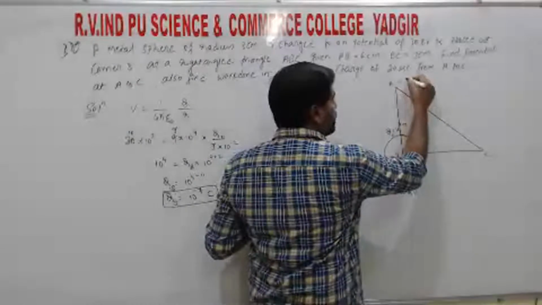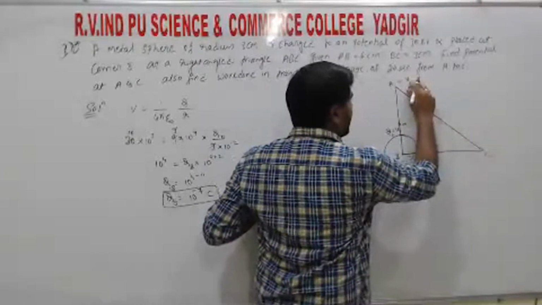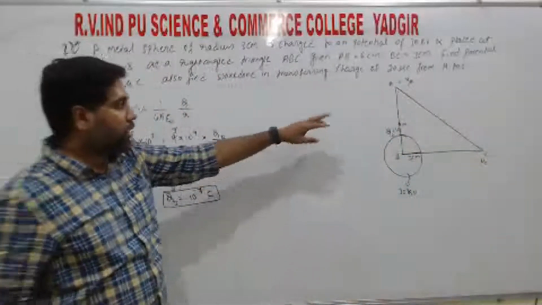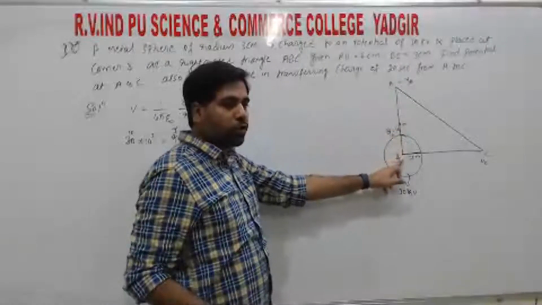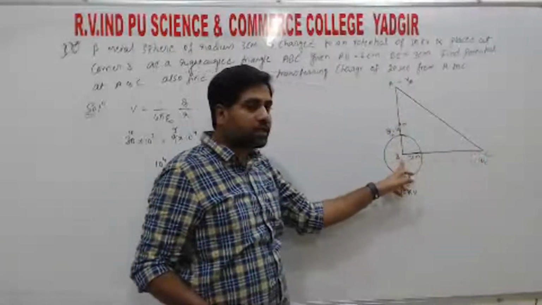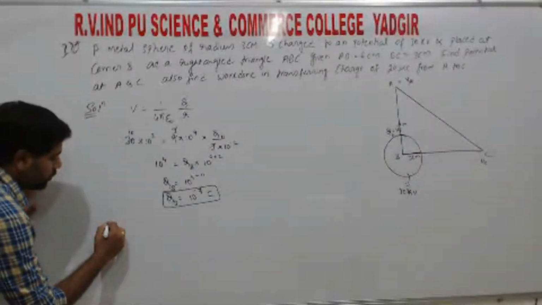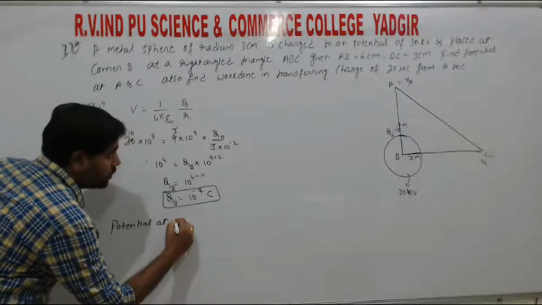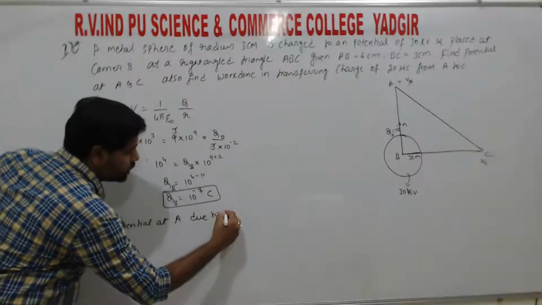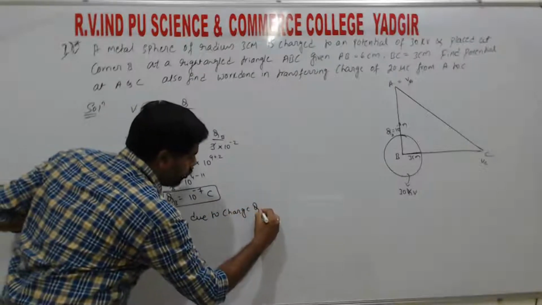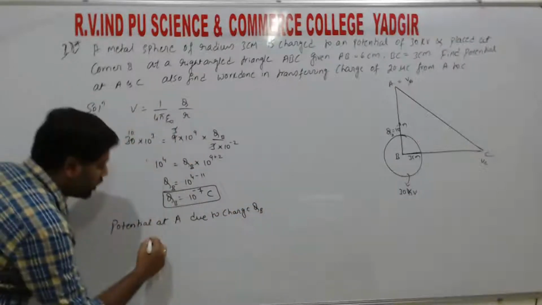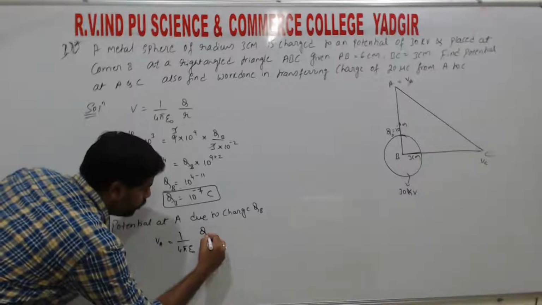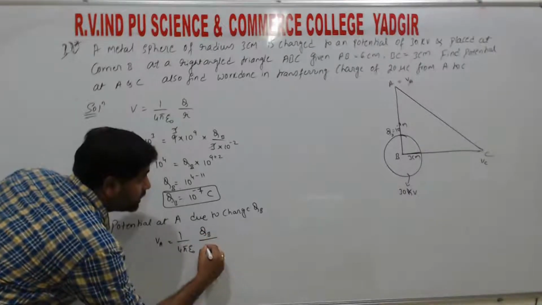So here we are going to find the potential at A, with BA and BC, right? So here the potential at point A due to the charge QB and potential at point C due to the charge QB, right? So potential at A due to charge QB, again by the same formula, VA is equal to 1 by 4 pi epsilon naught QB divided by the distance AB.